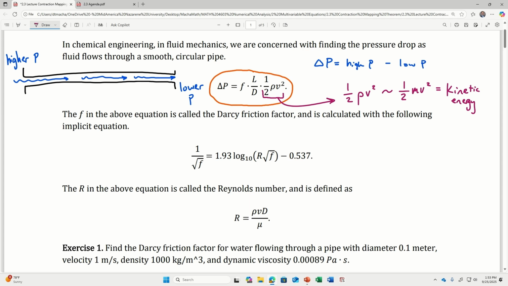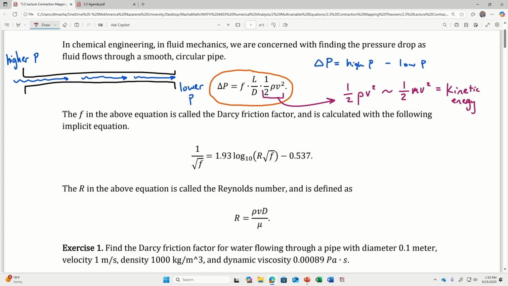And so Reynolds number turns out to be dimensionless. If you cancel out all of the units between the density and the velocity and the diameter and the viscosity, all of the units cancel. So it's what we call a dimensionless number. And this is what we do to calculate Darcy friction factor.